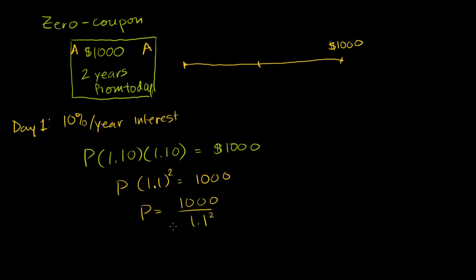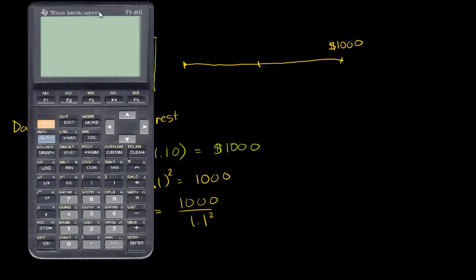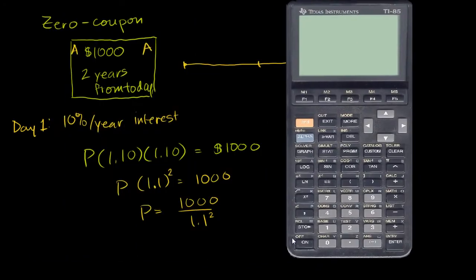Another way to think about it is the price that someone would be willing to pay if they expect a 10% return. It's the present value of $1,000 in 2 years discounted by 10%. This is 1.10 or 1 plus 10%. So what is this number right here? Let's get the calculator out.